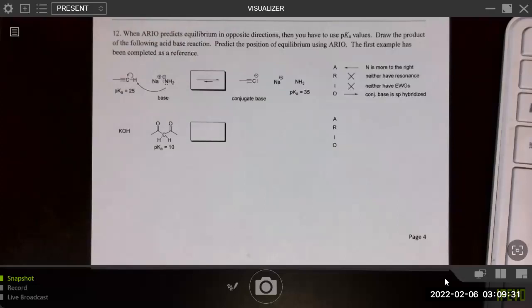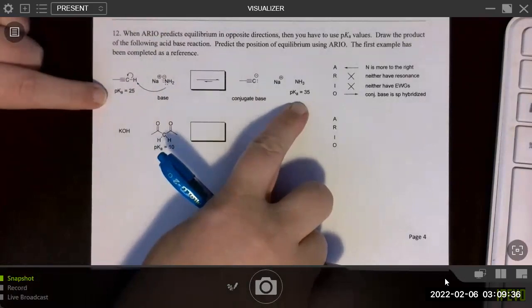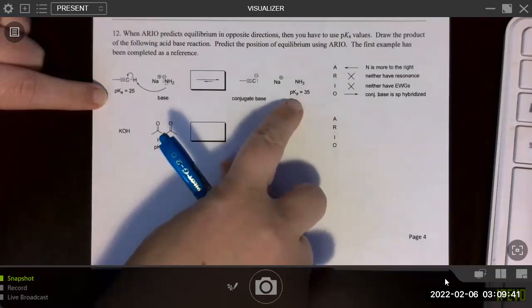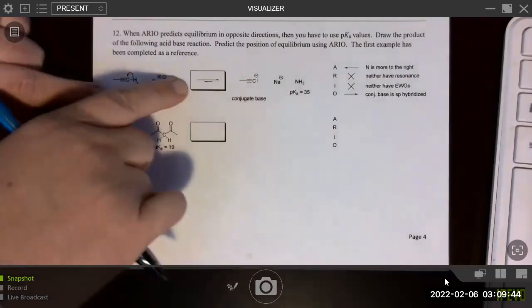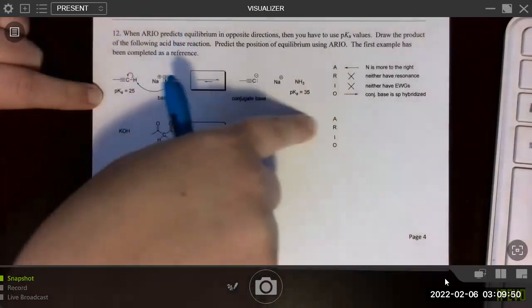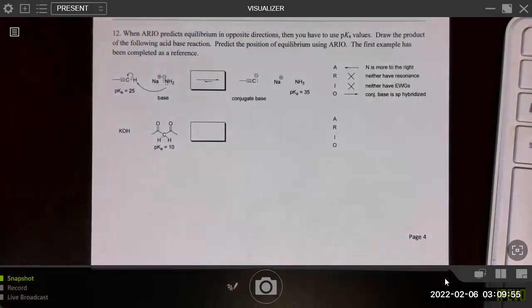But the true equilibrium actually is the opposite. Because if we look at the pKa values, you see that ammonia, with a pKa of 35, is the weaker acid. So we would be predicting to go in that direction. We are actually going in this direction towards the weaker acid, but that would be opposite of what we would predict from ARIO. So these are exceptions to ARIO, where ARIO doesn't predict the correct answer, in which case the pKa values, if known, will definitely lead to the correct answer above ARIO.